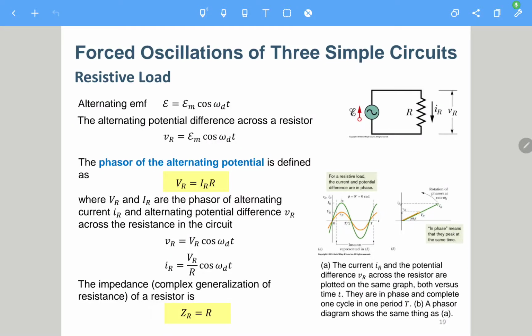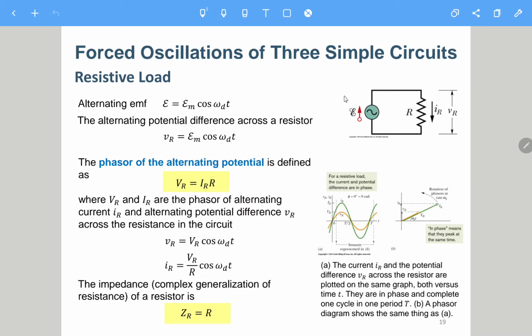So here we'll talk about the forced oscillation of the three simple circuits, including the RLC: the resistor, capacitor, and inductor. Okay, so this is the first one, which is the easiest one, about the resistive load.